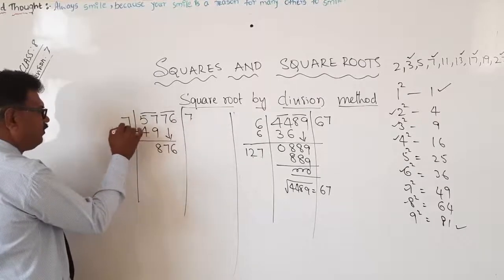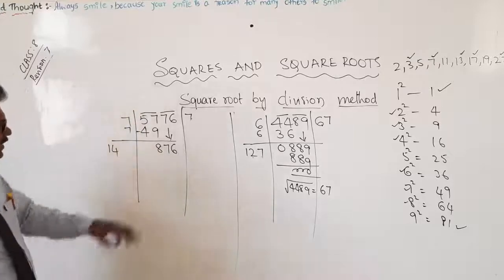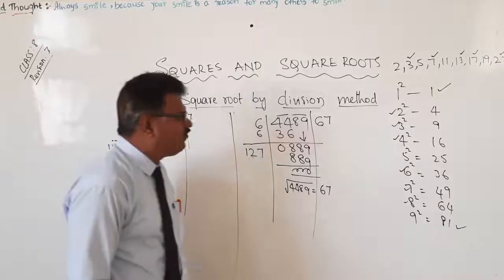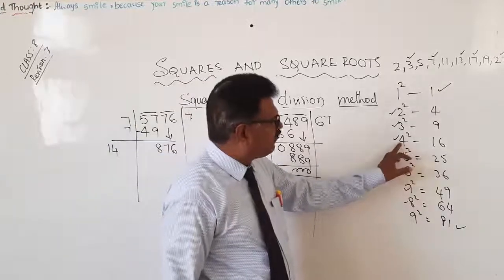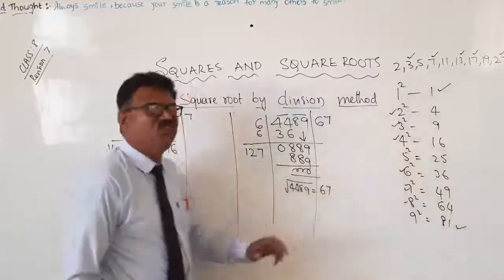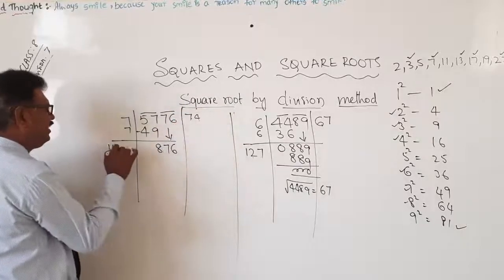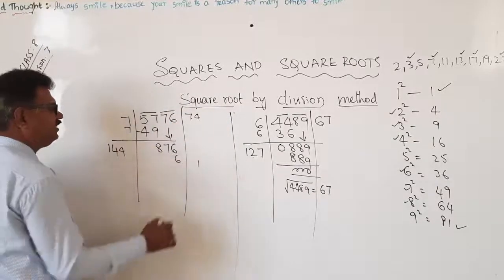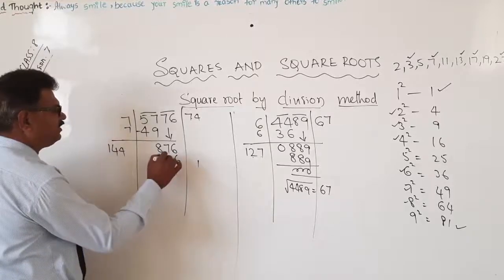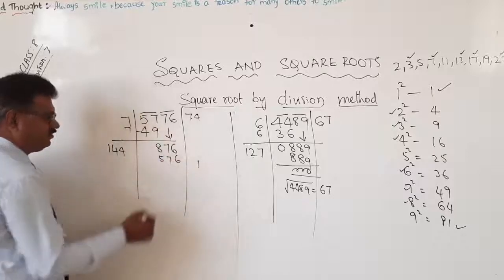This 7 we have to bring here. 7 plus 7, 14. The last number 6 is there, which I told before: it is either 4 square or 6 square. So we will take 4 square first. Okay? Here also 4, here also 4. 4 4s are 16, plus 1, 17. 4 1s are 4 plus 1, 5.